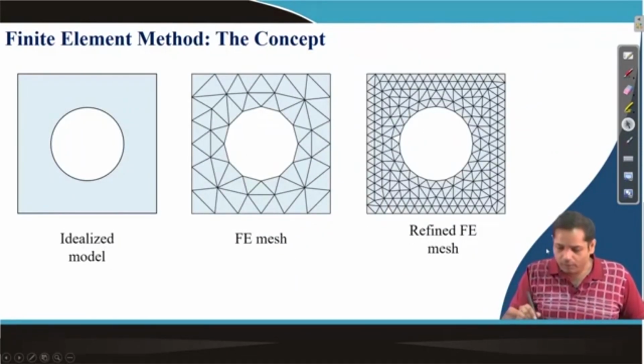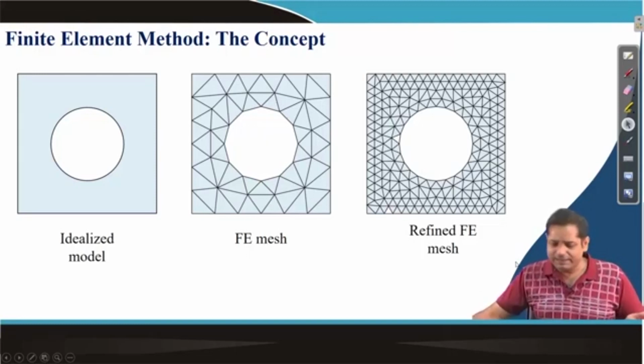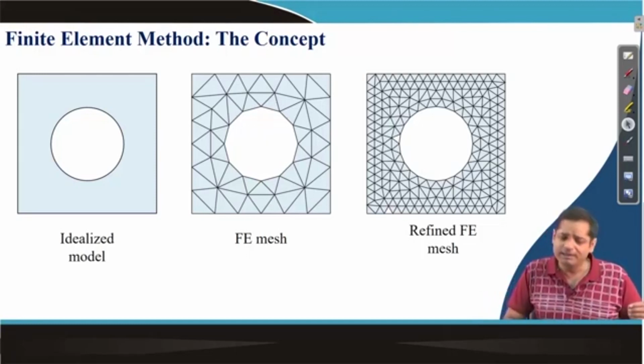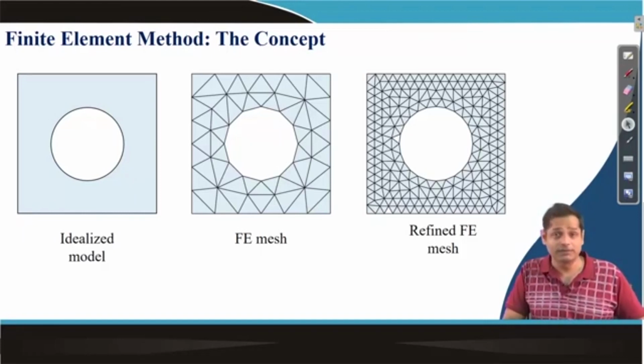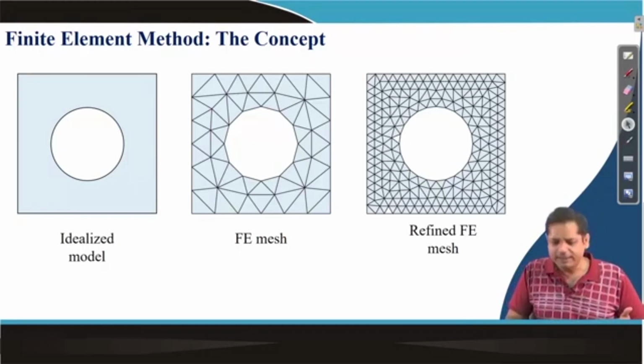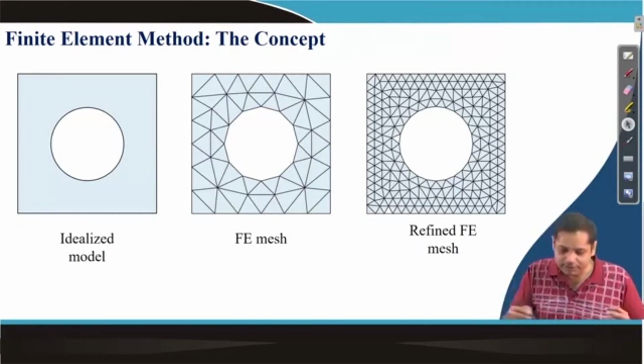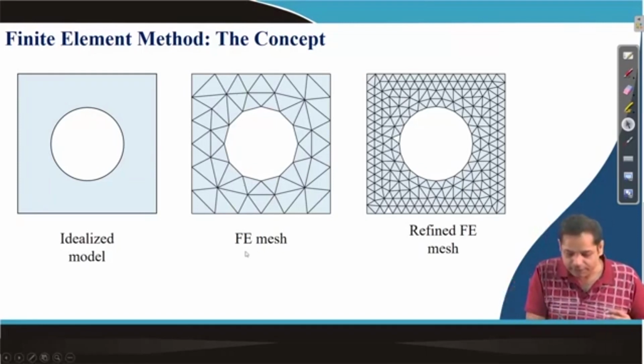Okay. Now I will come to it. You see, in the previous examples also, if we keep on refining, if we keep on increasing the number of segments, we get better accuracy. It is the same for here also. This is your idealized model, and this is called a finite element mesh.